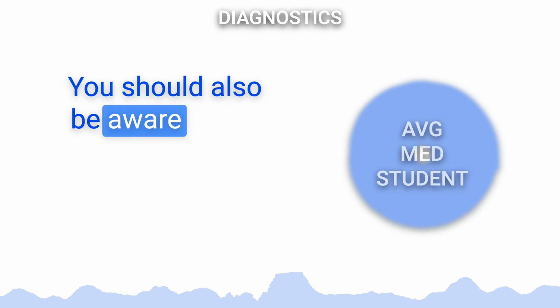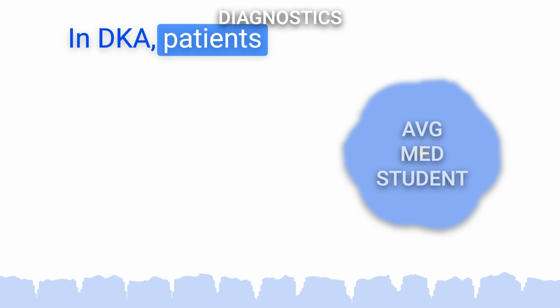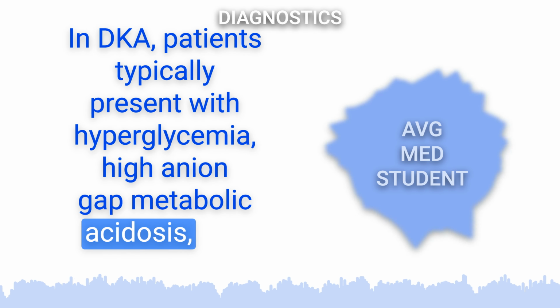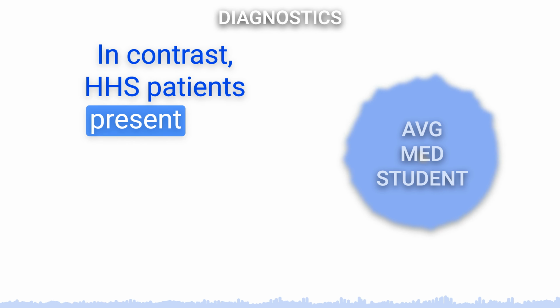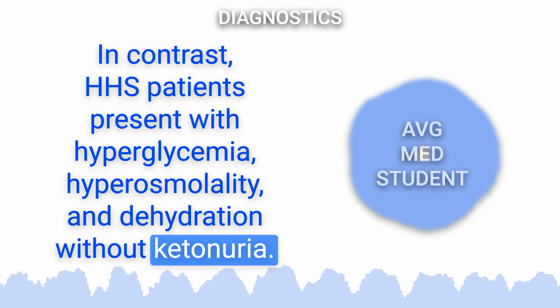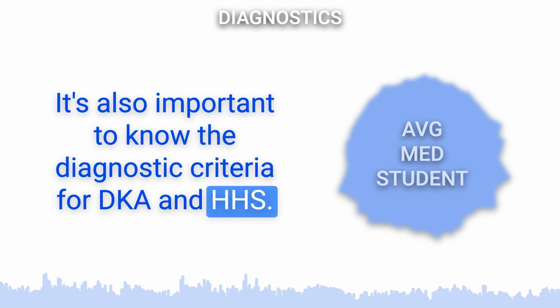You should also be aware of the laboratory findings in hyperglycemic crises. In DKA, patients typically present with hyperglycemia, high anion gap metabolic acidosis, and ketonuria and ketonemia. In contrast, HHS patients present with hyperglycemia, hyperosmolality, and dehydration without ketonuria. It's also important to know the diagnostic criteria for DKA and HHS.